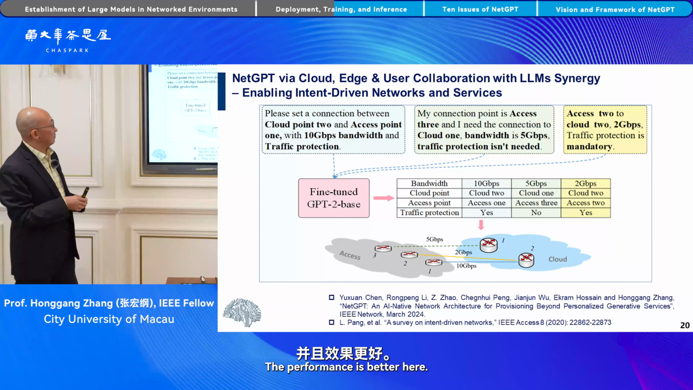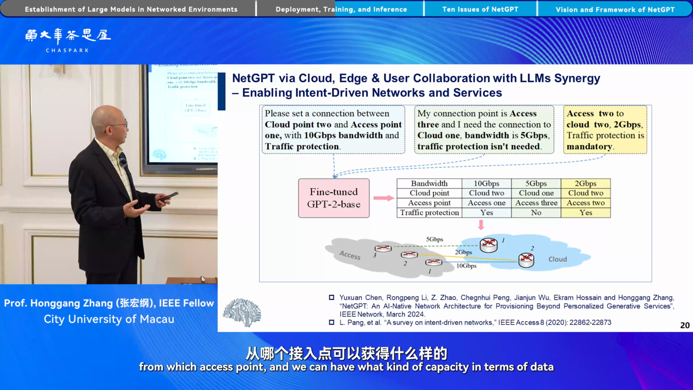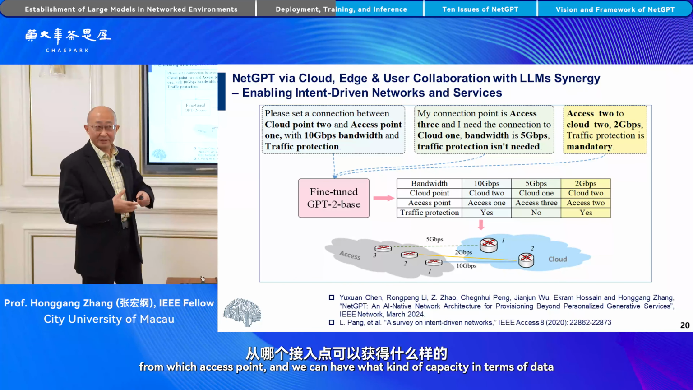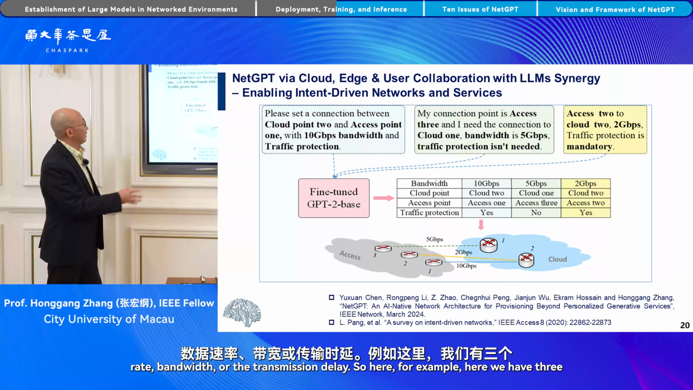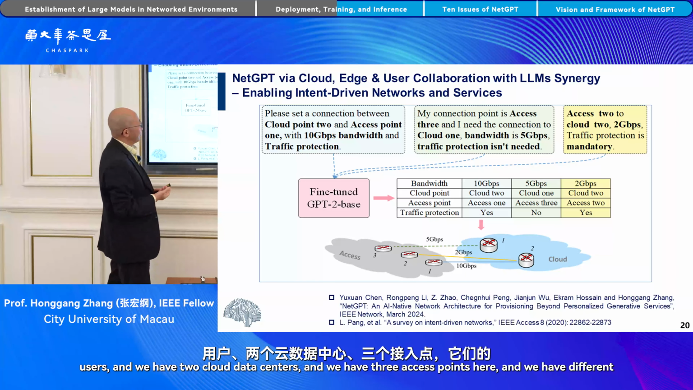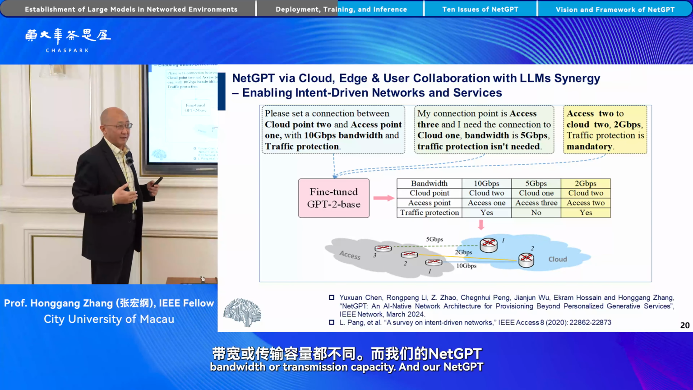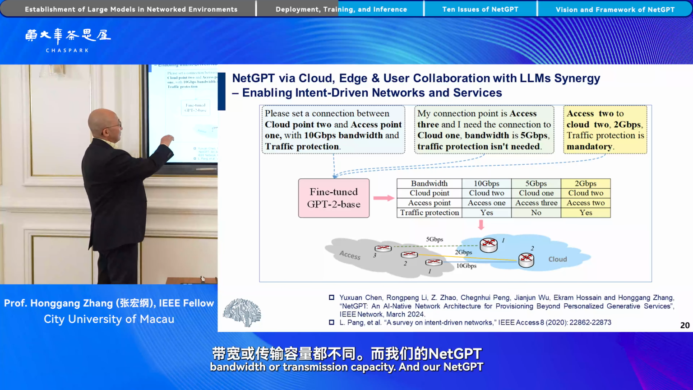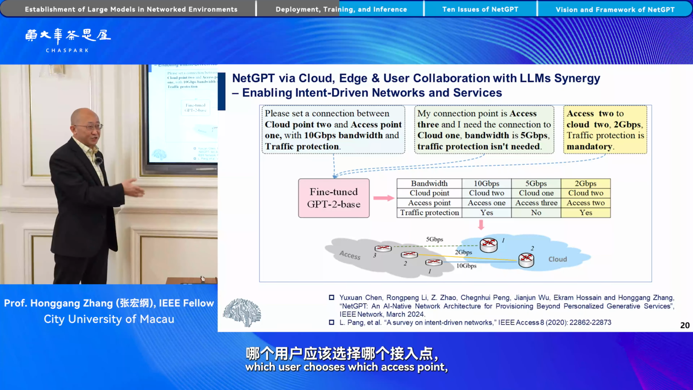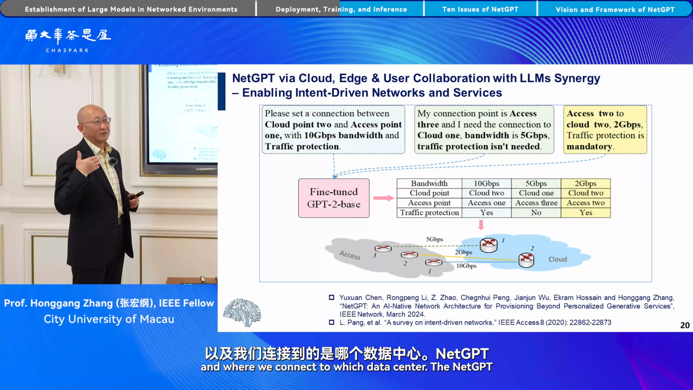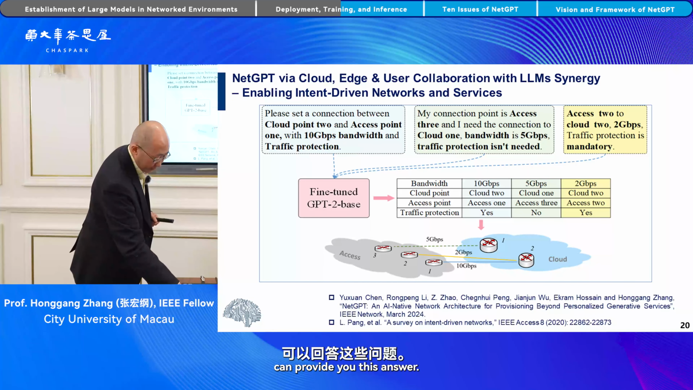Okay, so also, for networking people, we always want to know from which access point we can have what kind of capacity in terms of data rate, bandwidth, or transmission delay. So here, for example, we have 3 users, 2 cloud data centers, and 3 access points, and we have different bandwidth or transmission capacity. Our NetGPT can provide you the answer: which user chooses which access point, and will be connected to which data center. So NetGPT can provide you this answer.